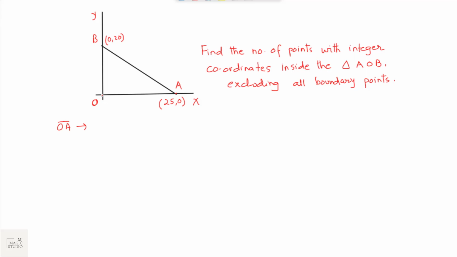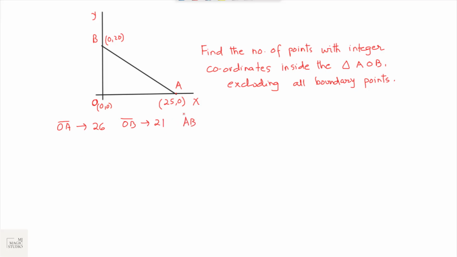or the number of lattice points on this line segment OA, which is 0, 0 to 25, 0 would be 0, 0, 1, 0, 2, 0, 3, 0 till 25, 0. That is 26 points. On the line segment OB, the number of lattice points would be from 0, 0 to 0, 20. That means 0, 0, 0, 1, 0, 2 to 0, 20, 21 points.